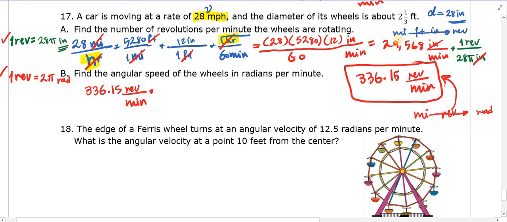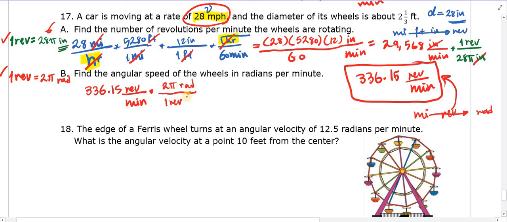So if you have something given in miles per hour, you're always going to use this formula first to convert it into revolutions per minute or revolutions per second. And then you're going to use the second formula to convert it to radians per minute or radians per second. So I need to get rid of the revolution. It has to go in the denominator. In one revolution, we have 2 pi radians.